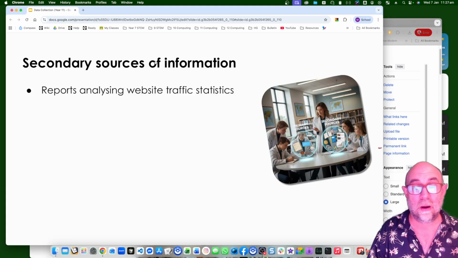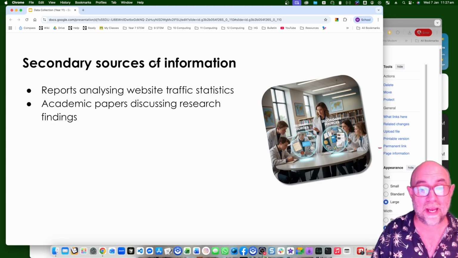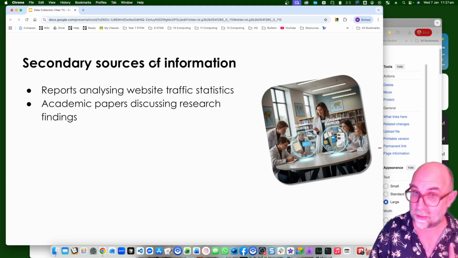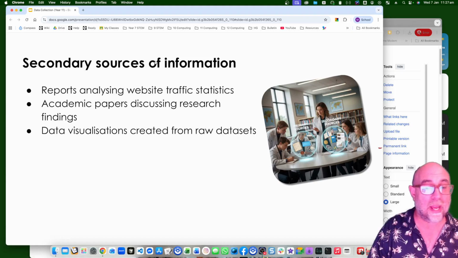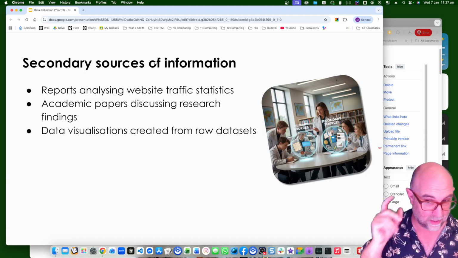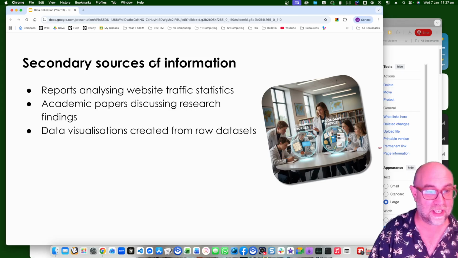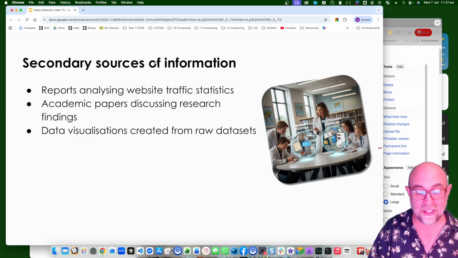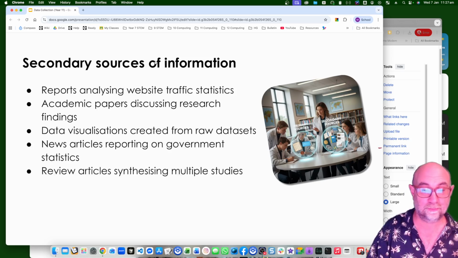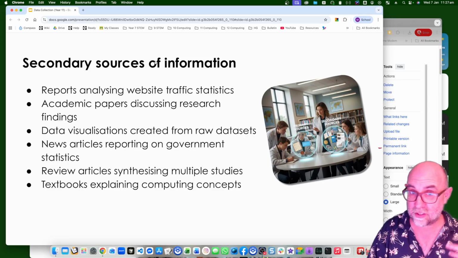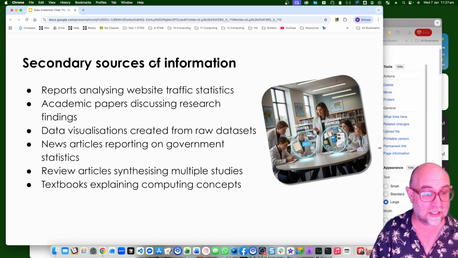So website traffic, academic papers discussing research findings, that would be their own research findings, not other people's research findings. It would be either. Beg your pardon, I was getting myself confused there. Data visualizations, news articles, and reviews. Textbooks, the wiki that I've got in the background here.